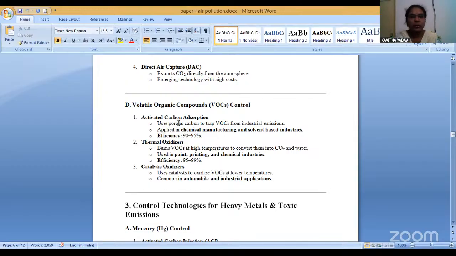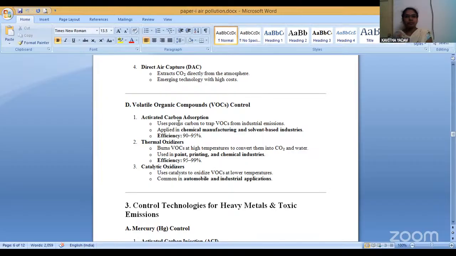Okay, then coming to the next one, the last one, volatile organic compounds control. Activated carbon adsorption. It is not absorption, it is adsorption.